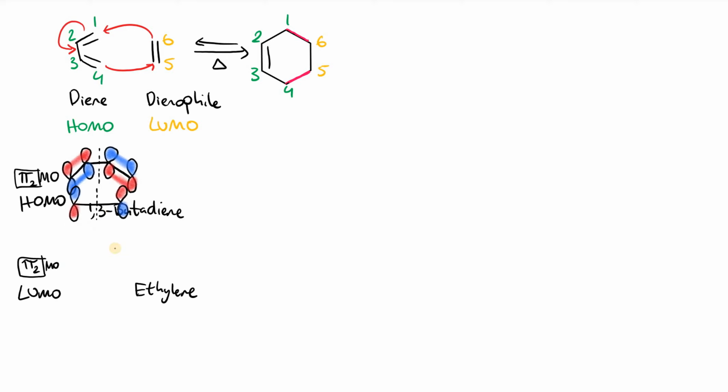We can see then that between 1 and 6 and 4 and 5, the proximity is so close that we can form that sigma bond between 1 and 6 and 4 and 5. So we have this interaction here in this region and another interaction in this region. And it's this overlap that constitutes the sigma bond.